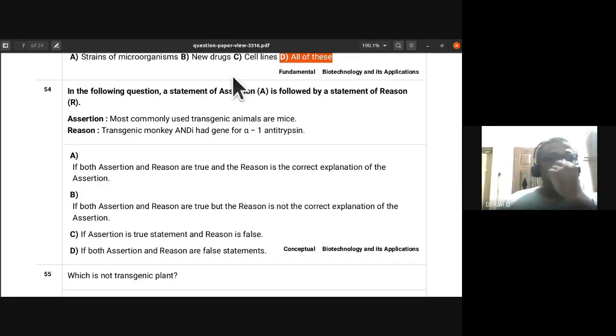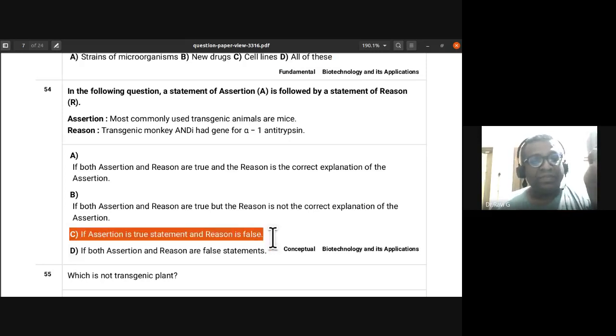In the following question, a statement of assertion A is followed by a statement of reason. Assertion, most commonly used transgenic animals are mice. Reason, transgenic monkey Andy has gene for alpha 1 antitrypsin. So here C, assertion is a true statement and reason is false. So the reason statement is false. Assertion is the true statement. So transgenic monkey Andy has gene for alpha 1 antitrypsin is a wrong statement.